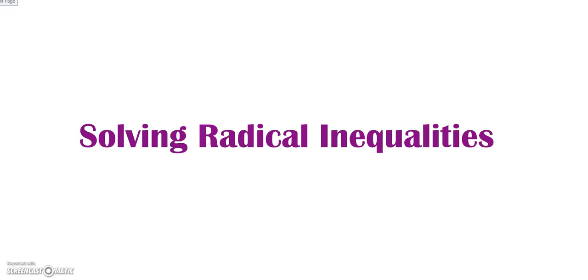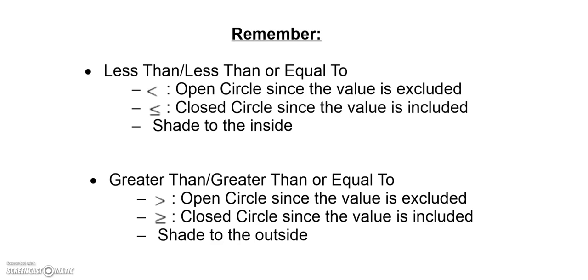Hey guys, here's a video on solving radical inequalities. Before we fully get into actually solving them, remember that if you have a less than sign, which is the top one right here, then you have an open circle since the value itself is excluded. Then if you have the less than or equal to sign, then it's a closed circle because it's included.